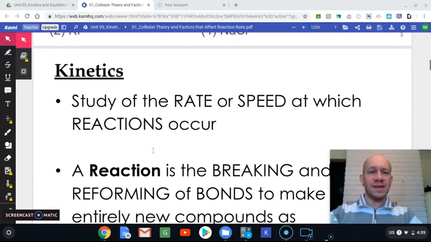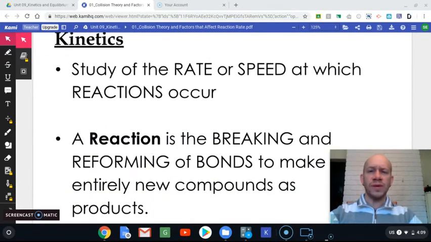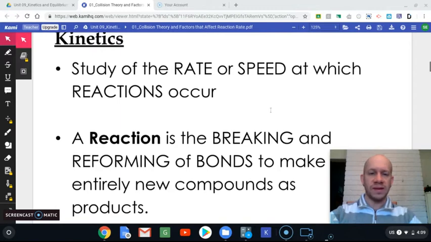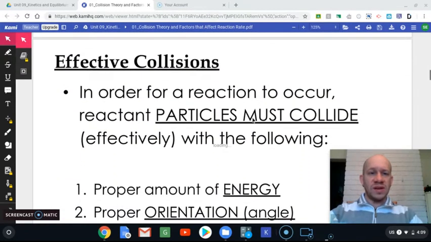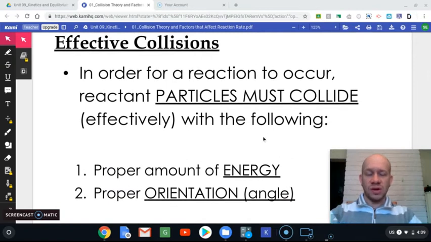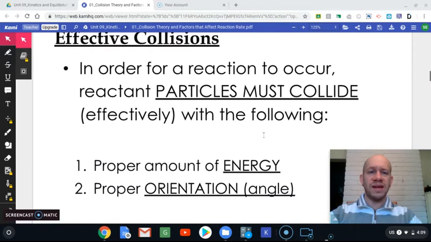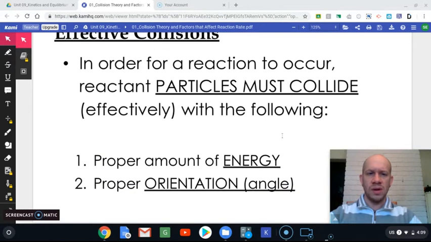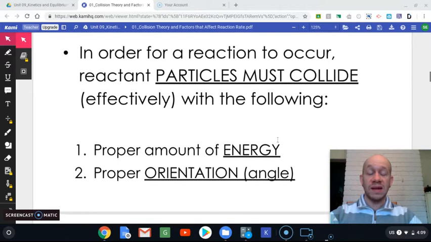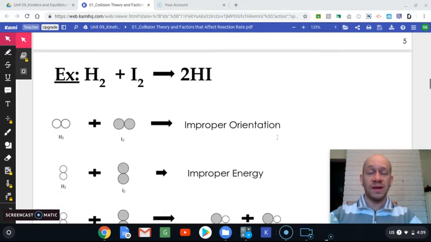So kinetics is defined as the study of the rate or speed at which reactions occur. A reaction is defined as the breaking and reforming of bonds to make entirely new compounds as products. Effective collisions are how we describe how reactions occur. In order for a reaction to occur, the reacting particles must collide effectively with the following conditions. 1, they must have the proper amount of energy, and 2, they must have the proper orientation or angle. That is, the particles must hit each other the right way.